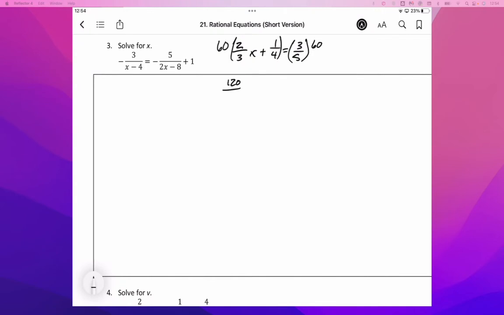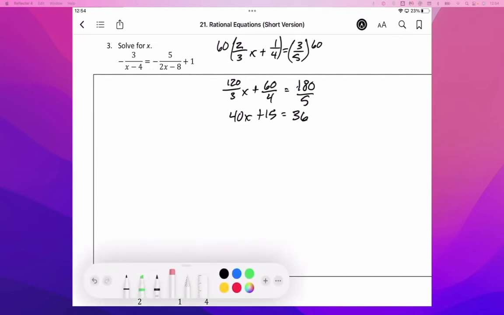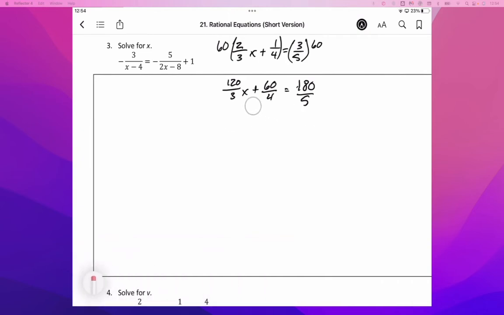We would end up with 120 over 3x plus 60 over 4 equals 180 over 5, and we would then have only whole numbers. We would have 40x plus 15 equals whatever that is, 36. And then we could solve from there. So the thing to remember, bring back from the past, is we can do anything we want to both sides of an equation, and it's often very helpful to multiply both sides of an equation by a common denominator to make the fractions go away. So I'm going to erase my little example here, and we're going to apply that idea to this problem.